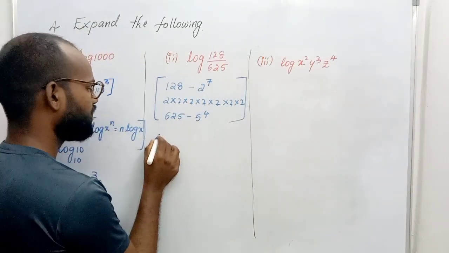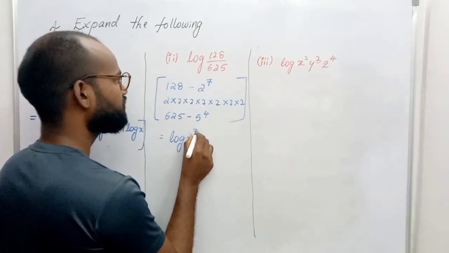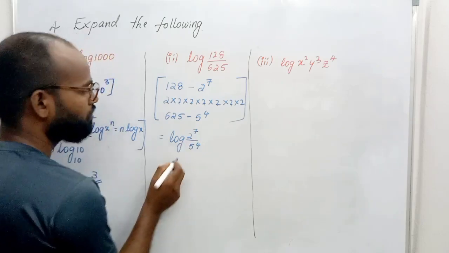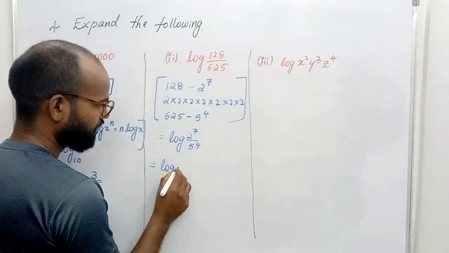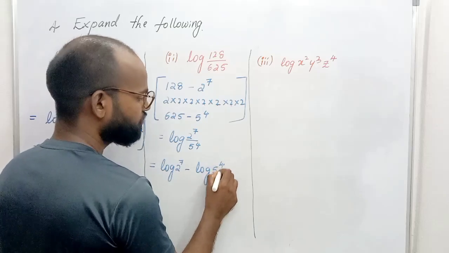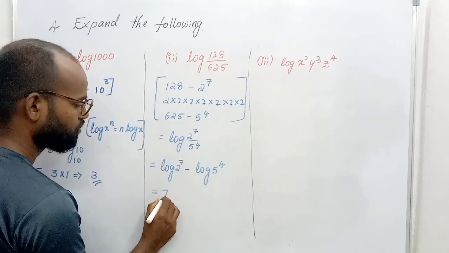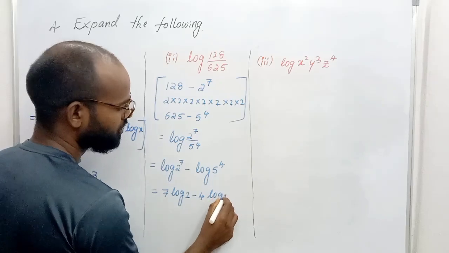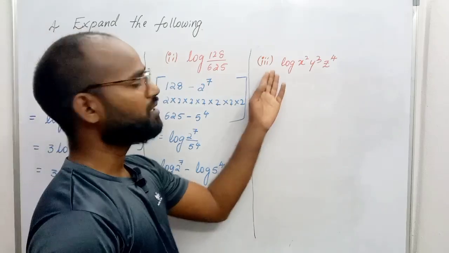Next step, log 128 can be written as 2 power 7, and 625 can be written as 5 power 4. So it is in the form of log a by b. The formula is log a minus log b. So log 2 power 7 minus log 5 power 4. Now it is in the form of log x power n, so you should write n log x. So 7 log 2 minus 4 log 5. So we have expanded successfully. Okay, done. Now we are moving to the third problem.